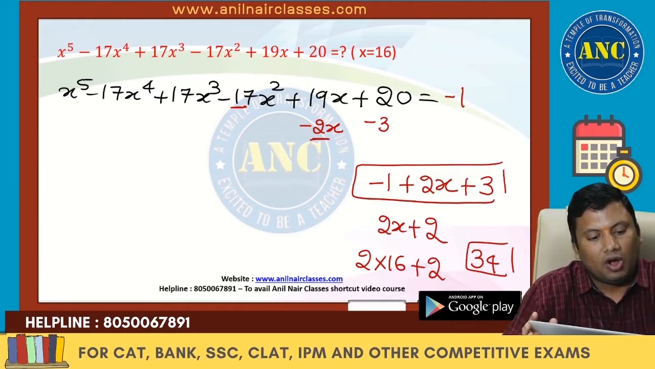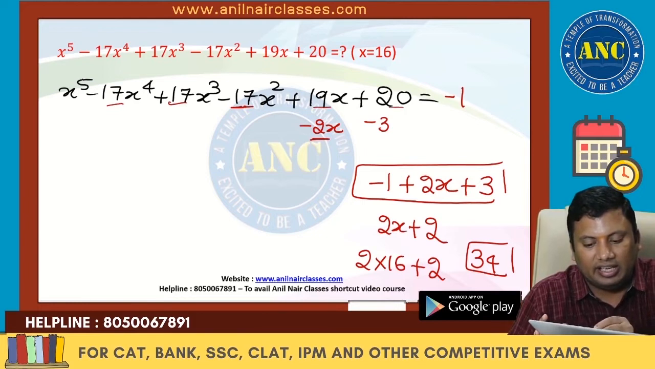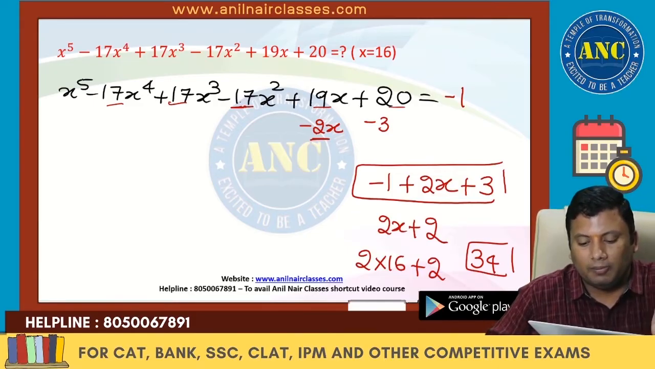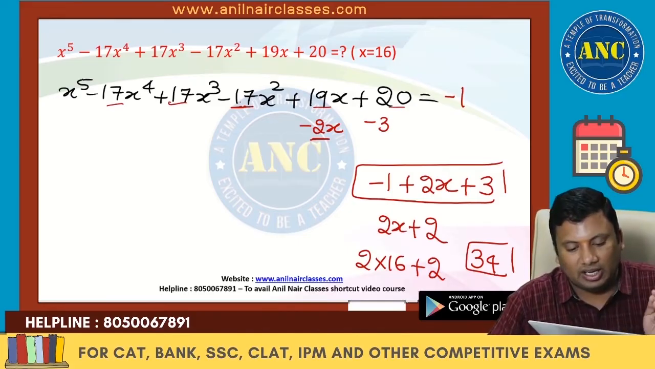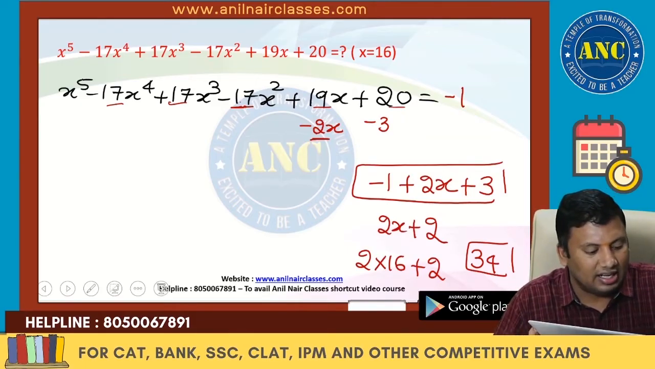All should be 17, sir. 17, 17, 17, 17, 17. So it should be minus 2x. It is plus 17, so it should be minus 3. On this side it comes plus 3. On the right hand side, it is plus 2x. Idea is clear, right?